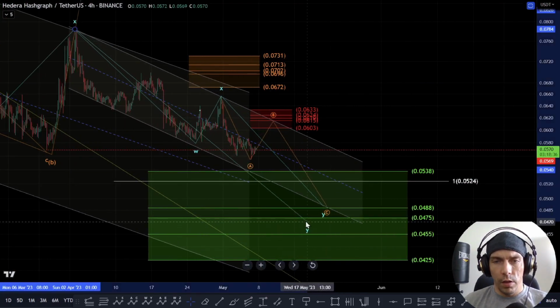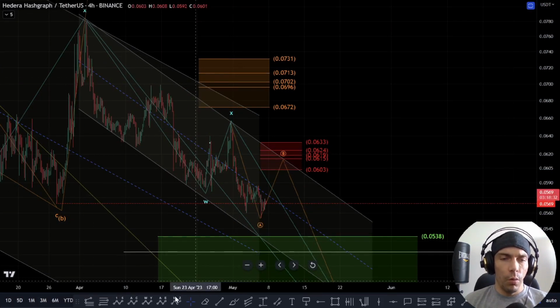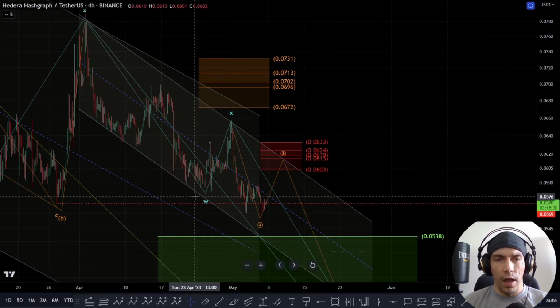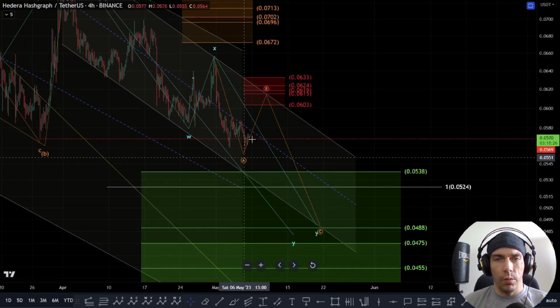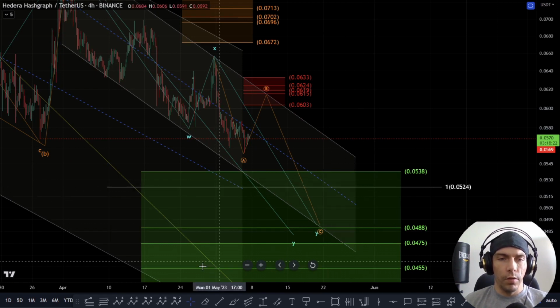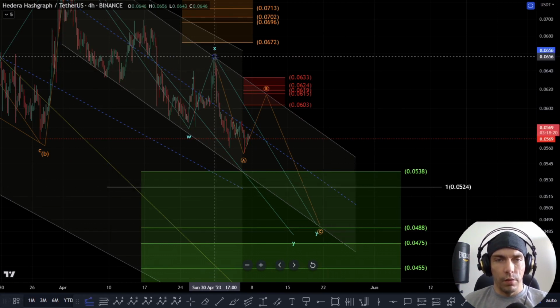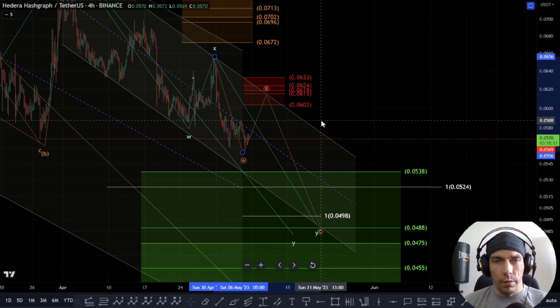Now, this is looking to get more complex in the way that I'm currently looking at it. What I'm looking at is the potential that this is an A, B, C into this W, this is an X, and then we're still looking for another A, B, C potentially to the downside here. Now, if this is the case, what we could see is the potential move here towards this zone. I'm going to go off of the current high first.